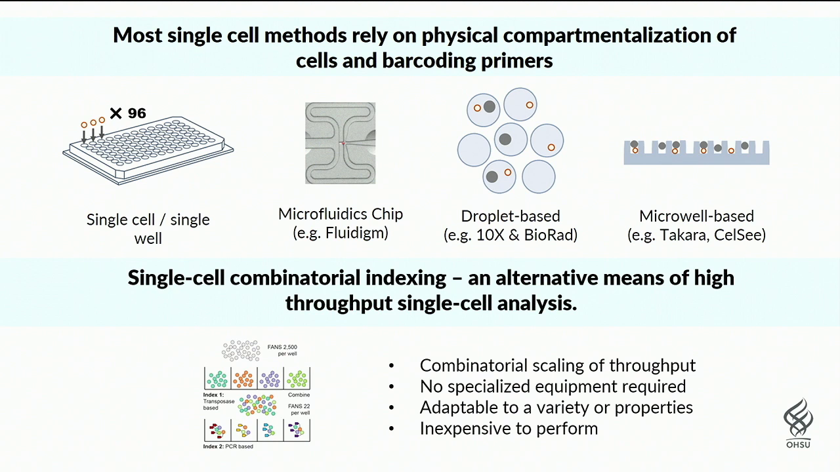And we think it has some advantages. Namely, there's combinatorial scaling of throughput, meaning the more cells you profile, the cheaper it is per cell. So it's this nonlinear cost expansion of increasing cell numbers. It doesn't require any special equipment. It's adaptable to a variety of properties, and it's quite inexpensive to perform.